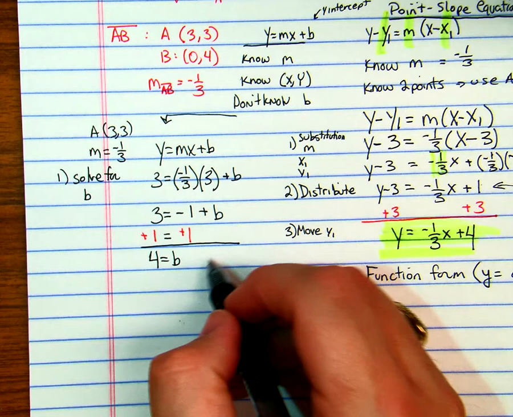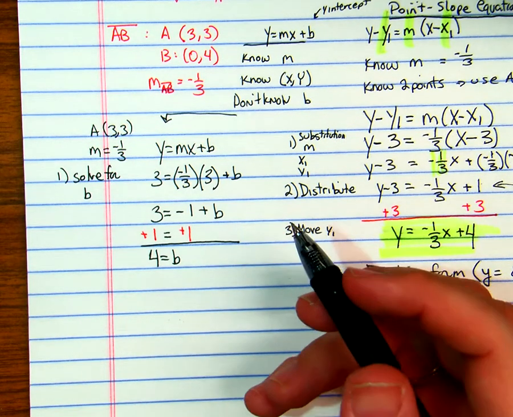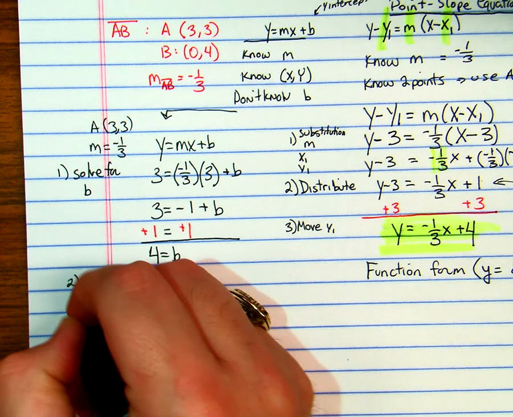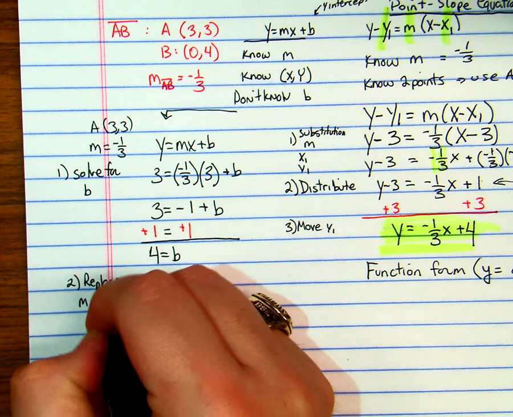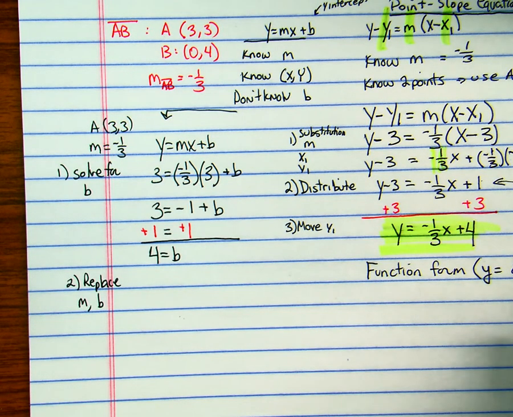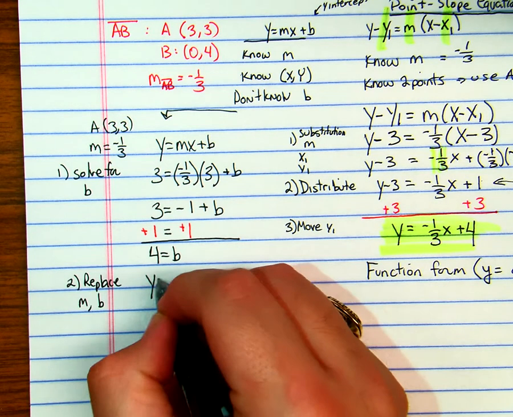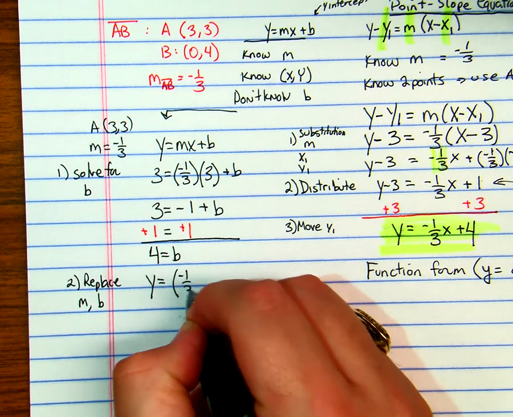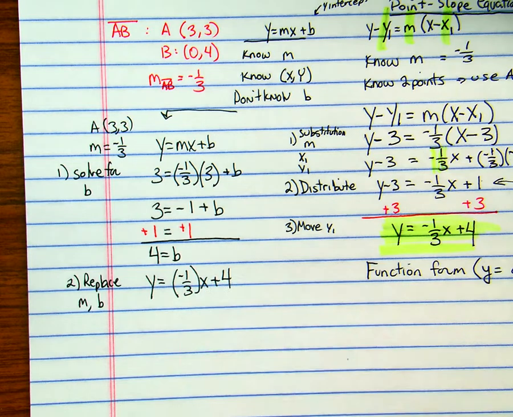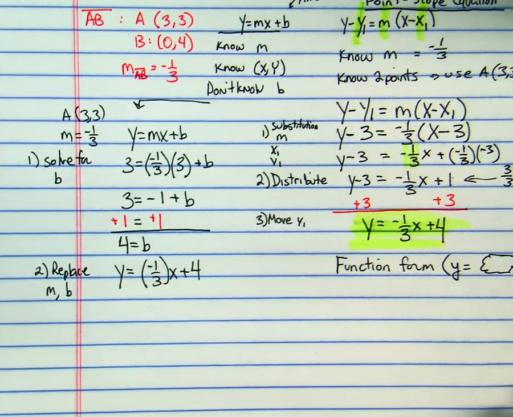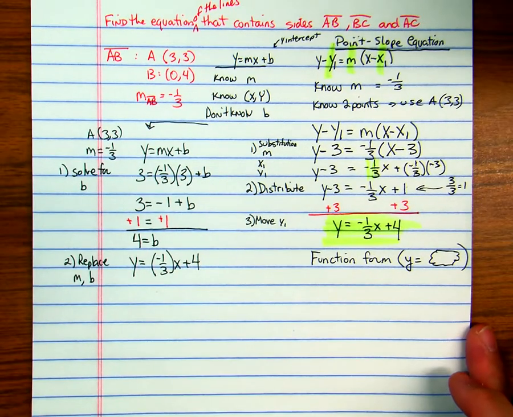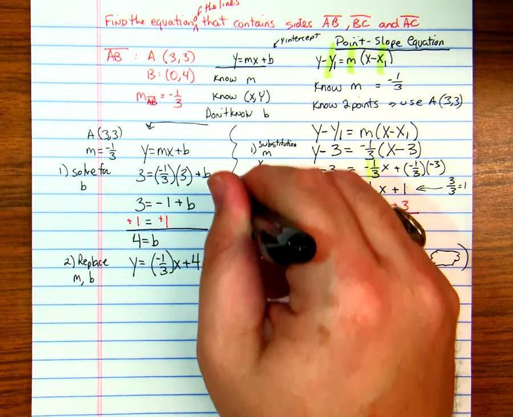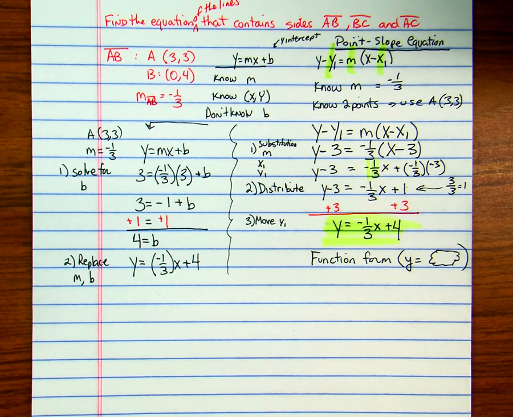Very happy. Now, part 2. Substitute in m and b, or replace m and b in the original equation. Y is equal to negative 1/3 x plus 4. Isn't that the same thing we got over here? Okay. So we're able to find the different lengths.